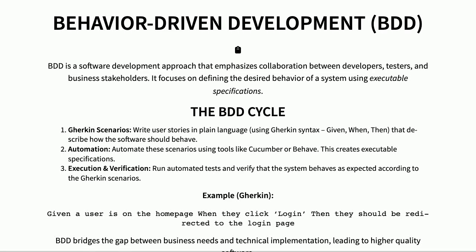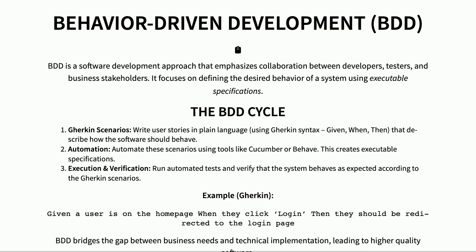Okay, let's talk about behavior-driven development. Think of it as a way to make sure we're building software that actually does what our users need. BDD is all about collaboration: developers, testers, and business folks working together. It starts with writing user stories in a really clear, easy to understand language called Gherkin. Essentially, you're describing how the system should behave using given, when, then steps.